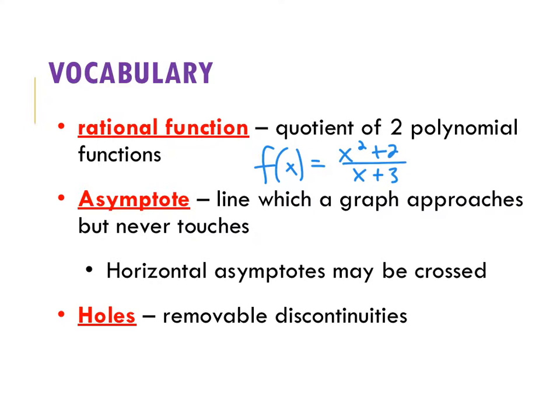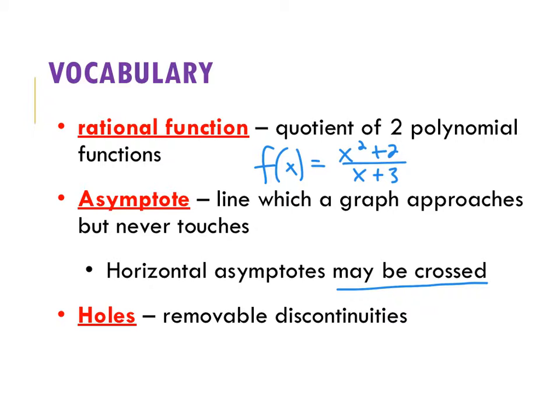An asymptote is a line which a graph approaches but never touches. There are two types of asymptotes. We have vertical ones and we have horizontal ones. One thing unique about asymptotes, especially horizontal ones, is that they may be crossed. Vertical ones cannot.